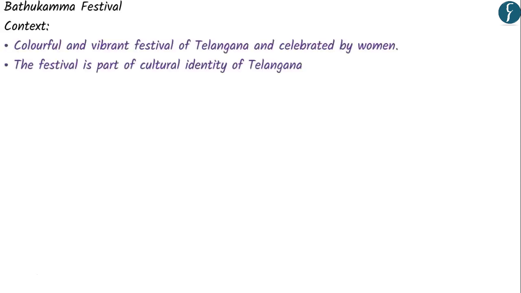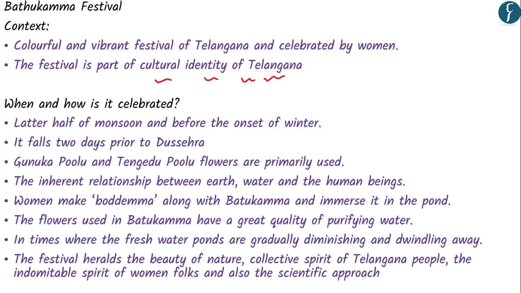Now, the Bathukamma festival, which is also known as the unique festival of flowers in Telangana, is a colorful and vibrant festival which is celebrated by women with flowers that grow exclusively in that region. The festival is also the symbol of Telangana's cultural identity. It is celebrated during the later half of the monsoon and before the onset of winter. The monsoon usually brings plenty of water into the freshwater ponds of Telangana, and it is also the time when wildflowers bloom in different vibrant colors all across the uncultivated barren plains of the region.